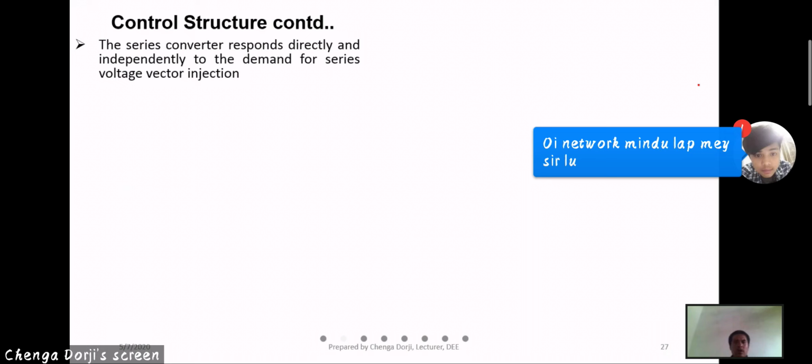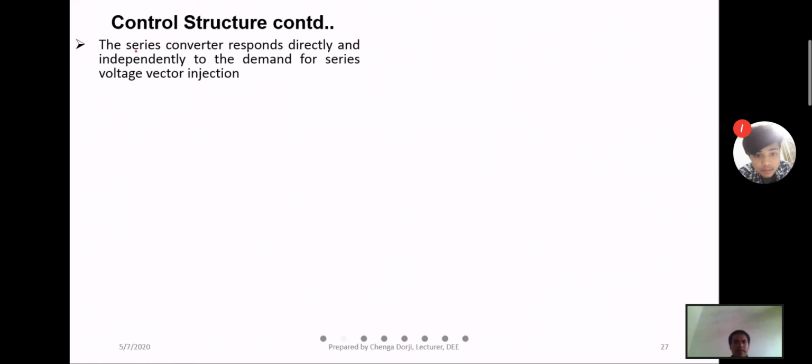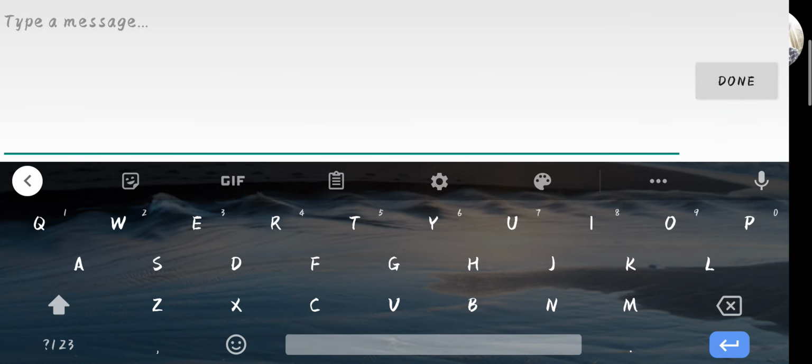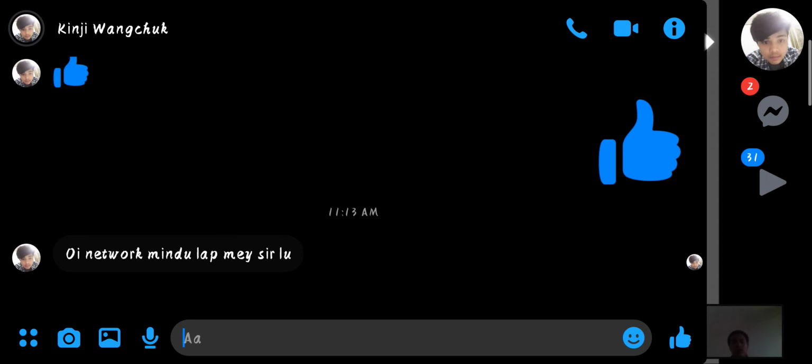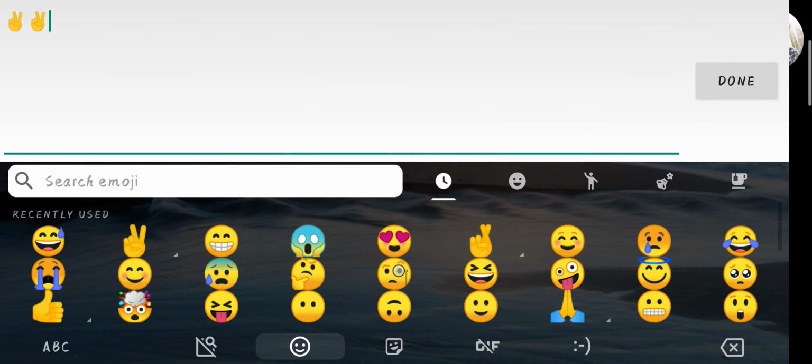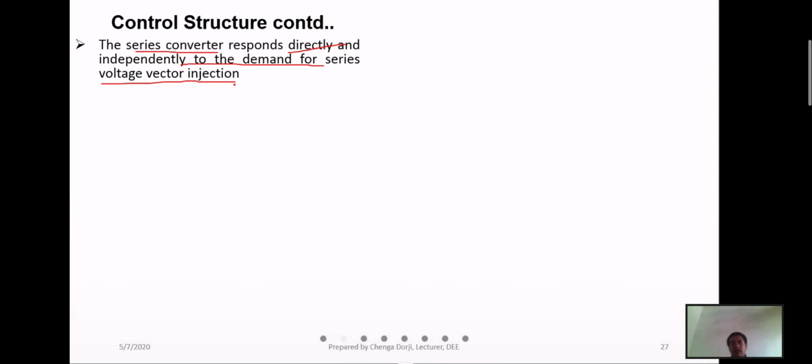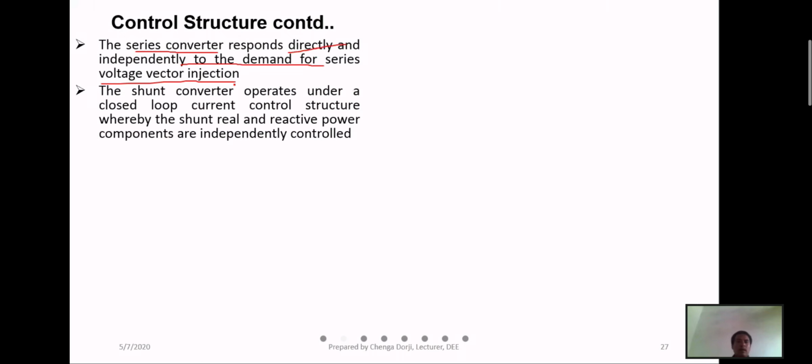Here is another point: the series inverter or converter responds directly and independently to the demand of the series voltage vector injection, that is VPQ. So it is independent of VPQ. Then the shunt converter operates under a closed loop current control structure whereby the shunt real and reactive power components are independently controlled, not dependent on one another.